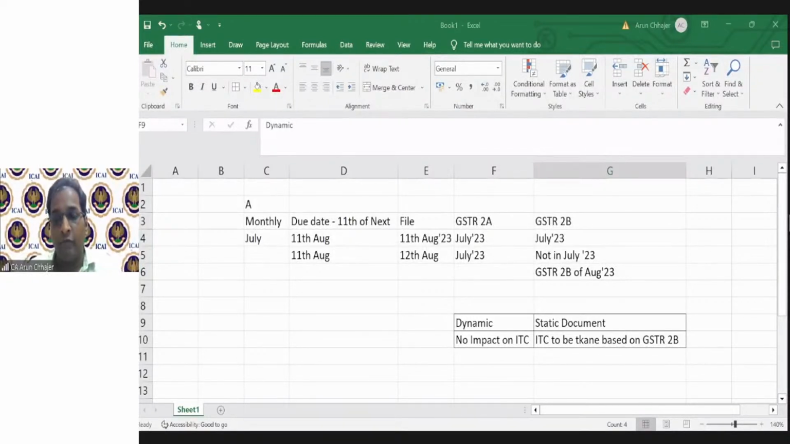The main problem for QRMP was ITC to the customer. That has been resolved through IFF. Now it is a choice of the supplier whether he likes to go for monthly or he likes to go for quarterly and then file IFF. It is completely his choice.